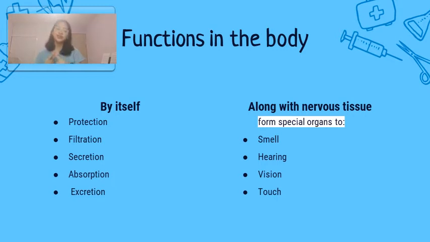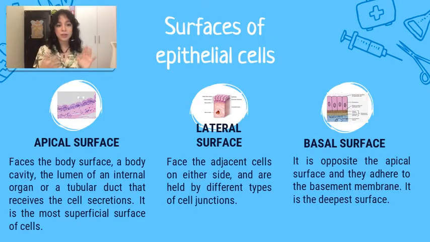When talking about epithelial cell surfaces, we can name three of them, which are the apical, lateral, and basal surfaces. The apical surface is the most superficial layer and may contain cilia or microvilli. Contrary to the apical surface, the basal one is found at the deepest layer of the epithelium. And finally, the lateral surface faces the adjacent cell on either side.